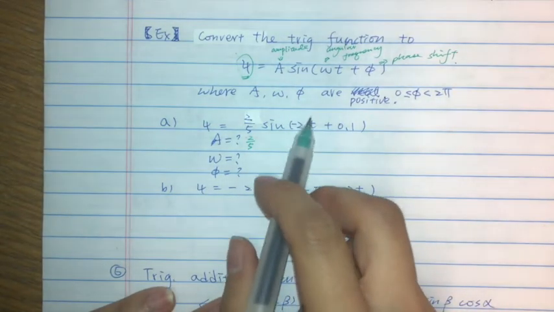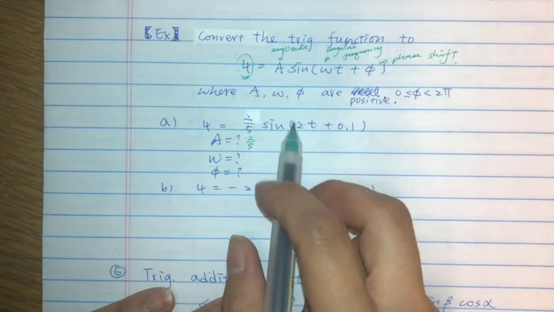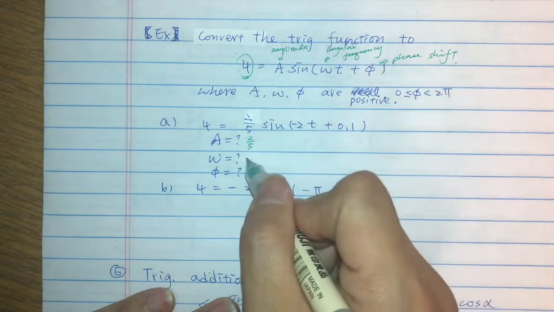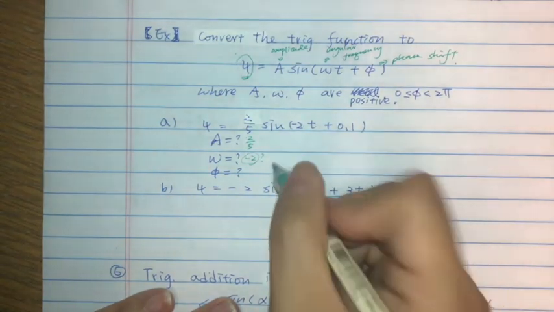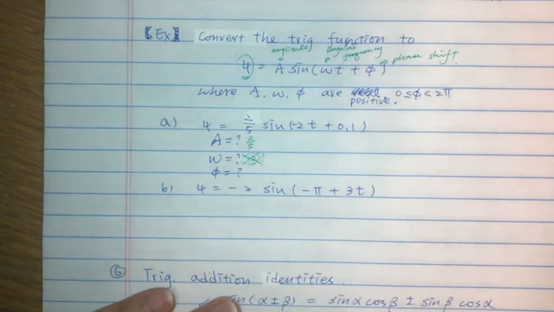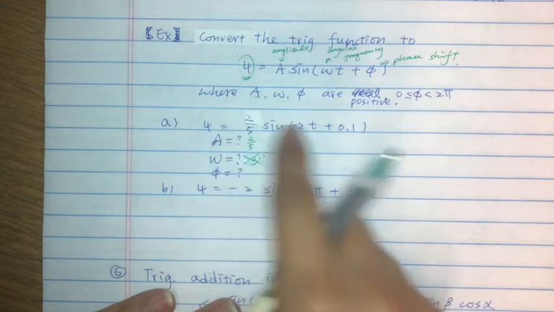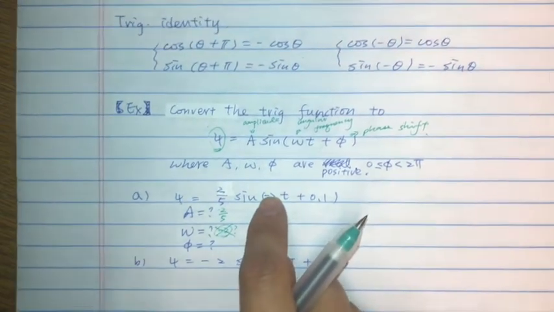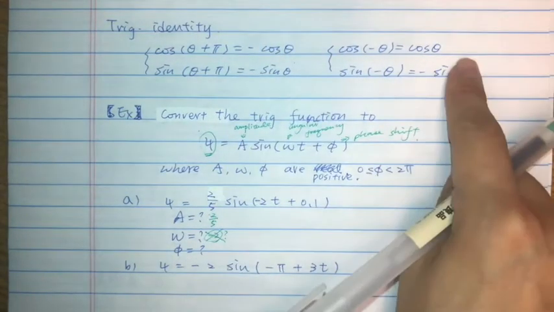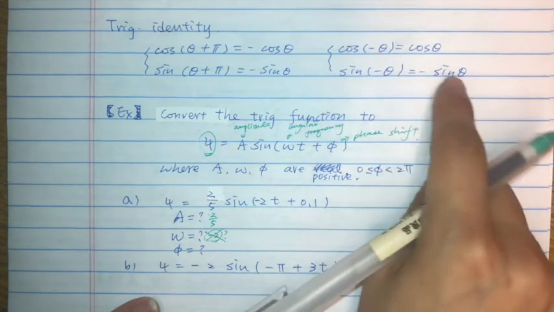And how about omega? Omega should be positive, right? But here what I'm seeing is -2. So what's the frequency? Is it just -2? Doesn't make sense, right? We must turn it into a positive number. So how are we going to manipulate this function such that this negative sign will go away? Then we can try to use one of these trig identities. So let's see. There's a negative sign here. So let me try to use this.